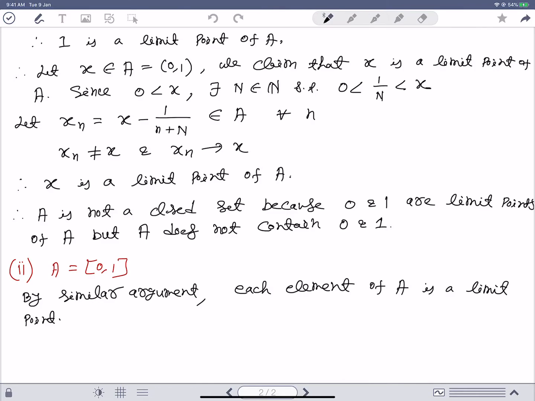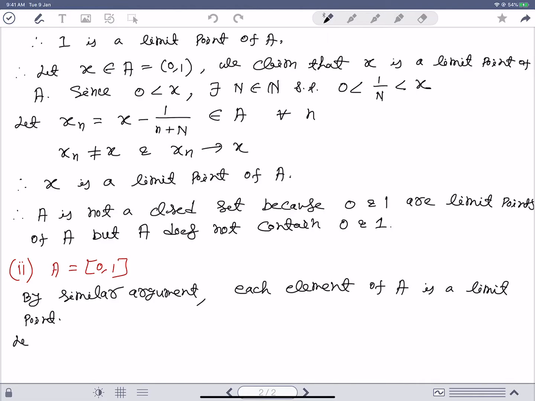Now, to prove that A is a closed set, you have to prove that A contains all of its limit points. That means A does not have any other limit point outside the interval. So how to prove that? What is my definition of a limit point? You have to find one convergent sequence xn such that xn is not equal to x and xn converges to x, right?